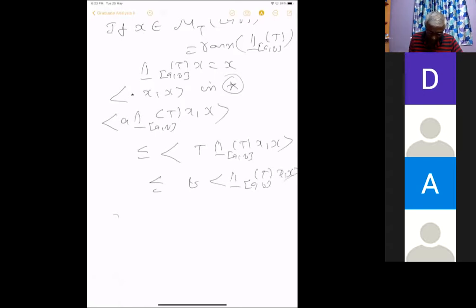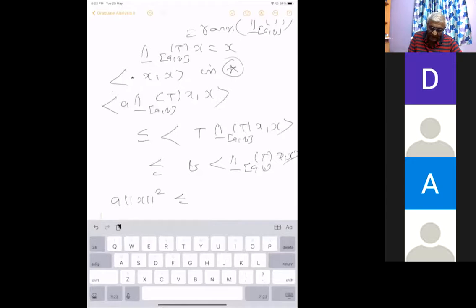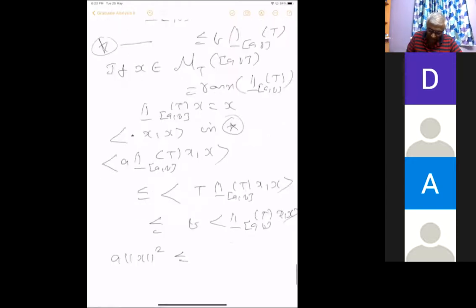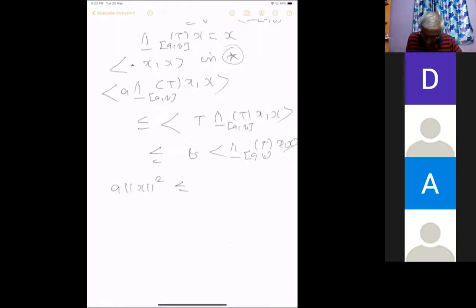But this is just the norm of X squared. Here you can take this 1_AB of T, which is a projection equal to its own square, bring it here and then take it to the other side, because it commutes with T. So the whole thing becomes just TXX, and 1_AB X is X, because X is in the range. This is less than or equal to B times norm X squared. Okay, so we proved it.